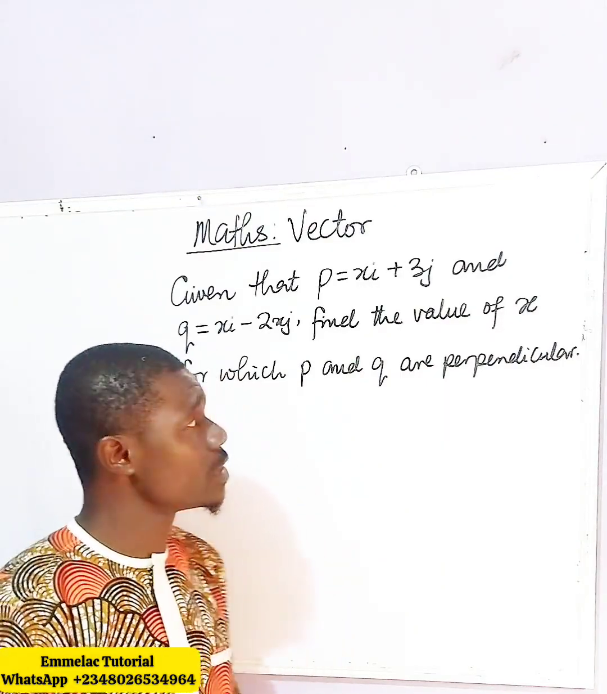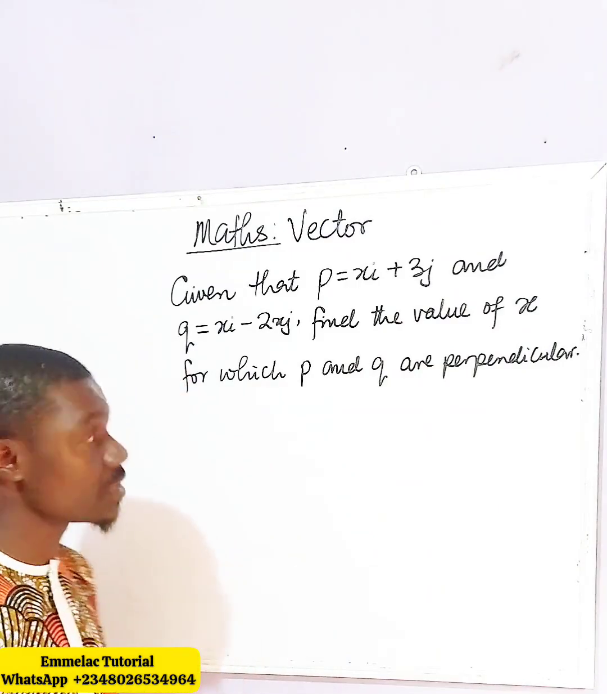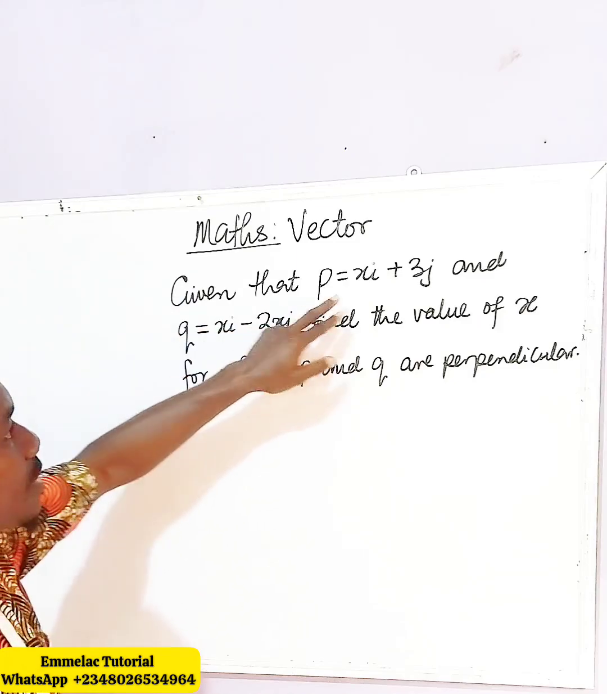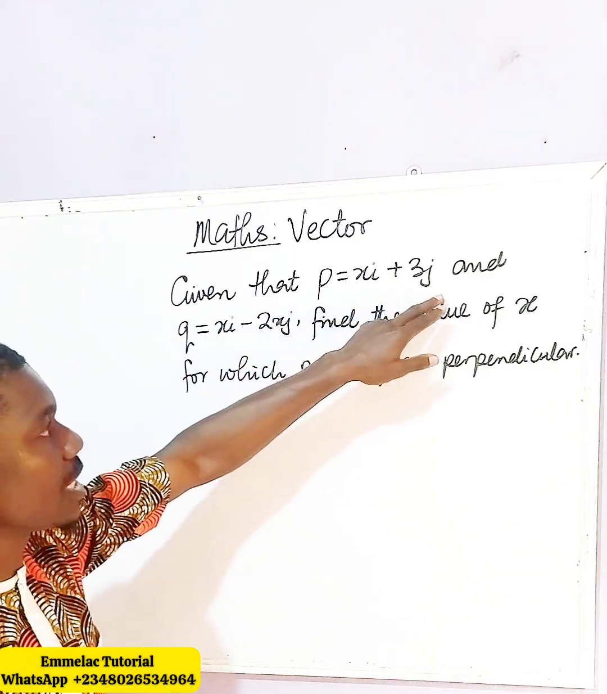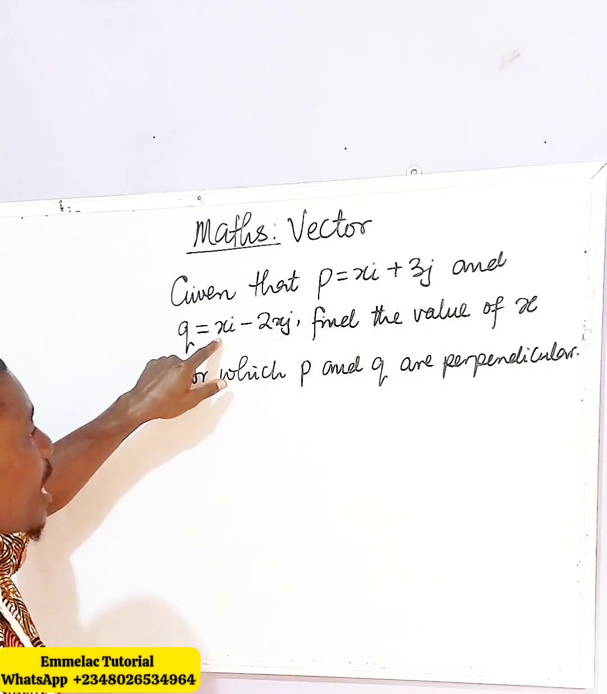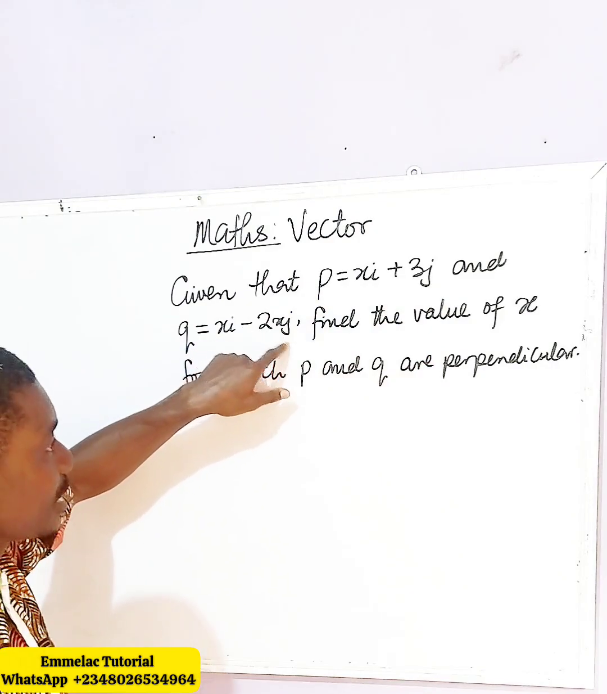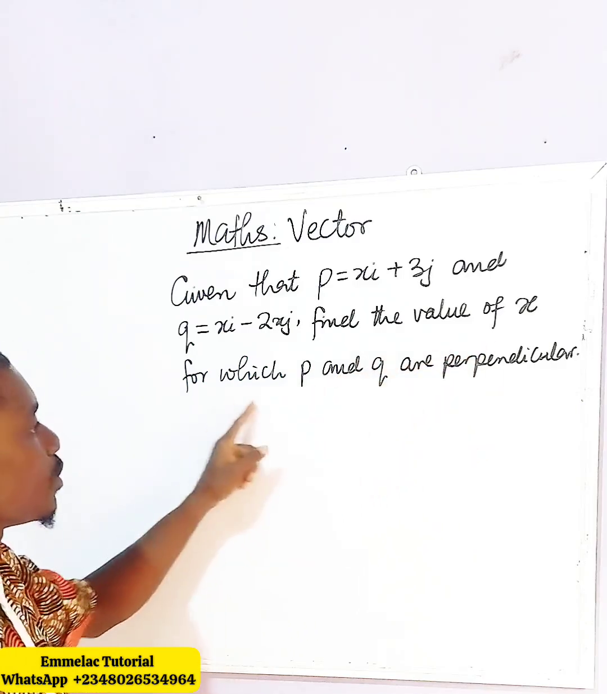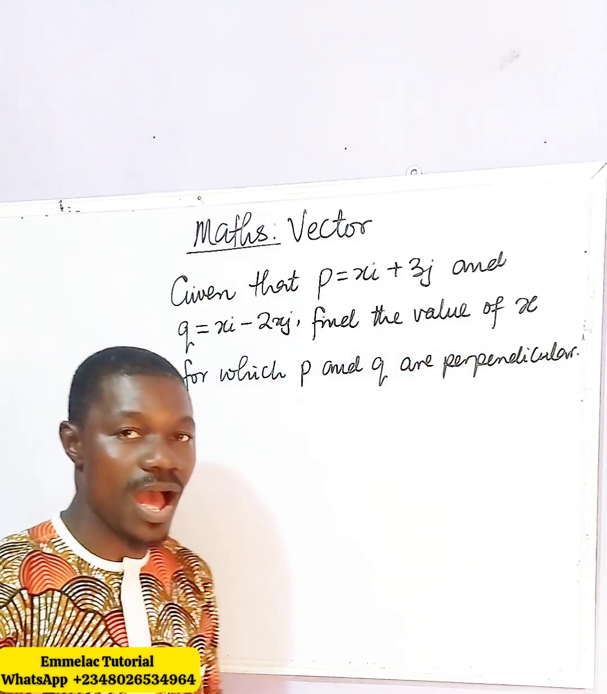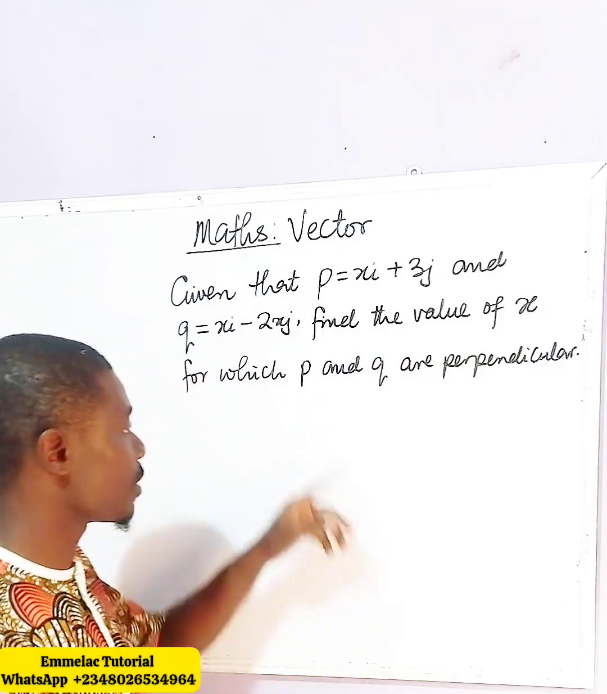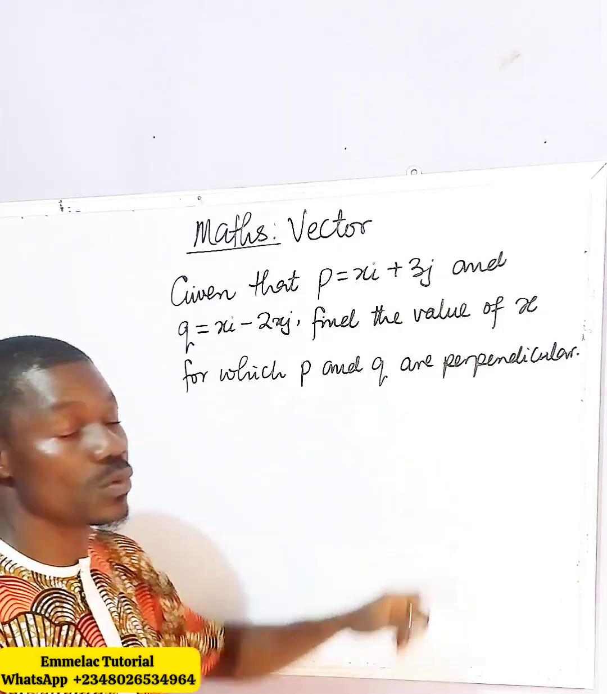Now before us is this question in vector, and it says, given that P equals xi plus 3j and Q equals xi minus 2xj, find the value of x for which P and Q are perpendicular. So the vector P and the vector Q are perpendicular.